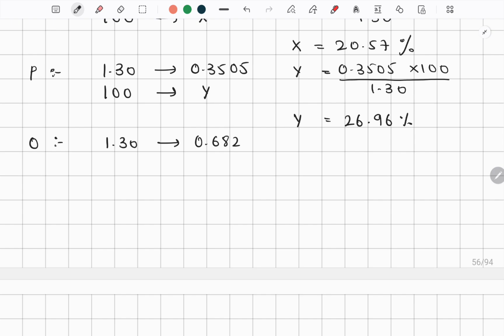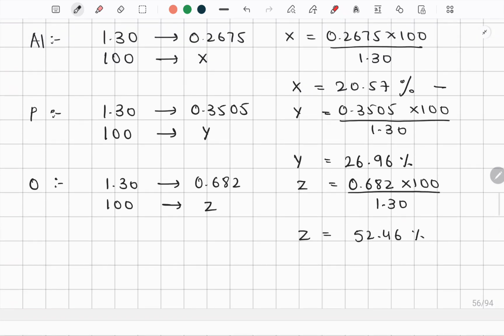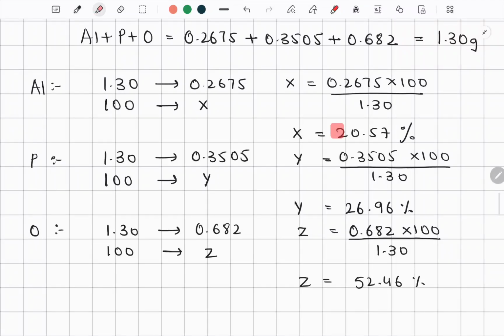And last, if I talk about the oxygen, if 1.30 gram has 0.682 grams of oxygen in it, then 100 gram would have Z. So the value of Z is 0.682 into 100 divided by 1.30, which is 52.46 percent. Now if you add these, the overall percentage would be 100 percent. This is how you calculate the percentage composition.